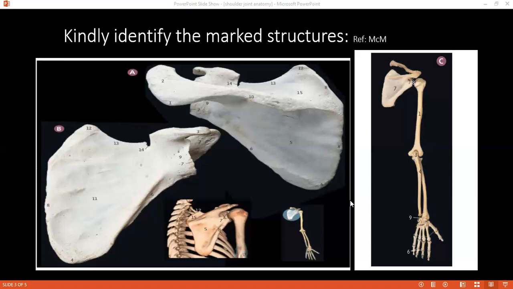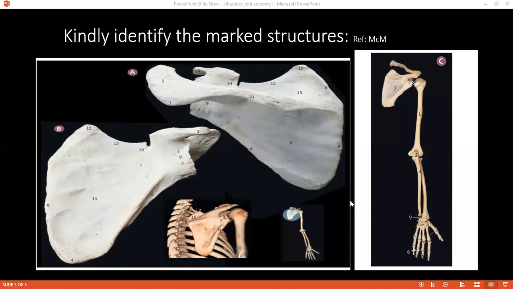Can you please tell me the surface marking of the coracoid process? It lies 2 centimeter below and lateral to the junction of the middle third and lateral third of the clavicle. Yes, that is correct. And 1 centimeter below.